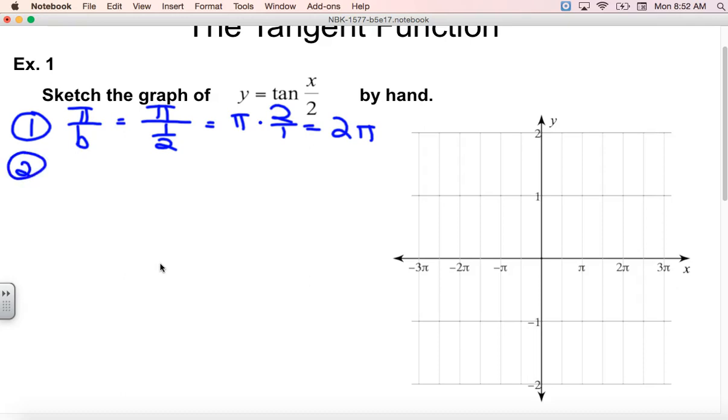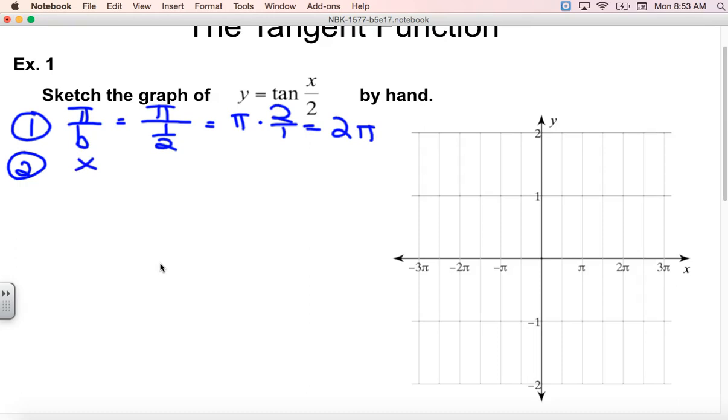So remember how for sine and cosine, we take the bx minus c and set it equal to 0 and 2 pi to find our first and last key points? Well, we're going to do the same thing here, but because tangent doesn't have a period from 0 to 2 pi, its period goes from negative pi over 2 to positive pi over 2. That's what we're going to use.